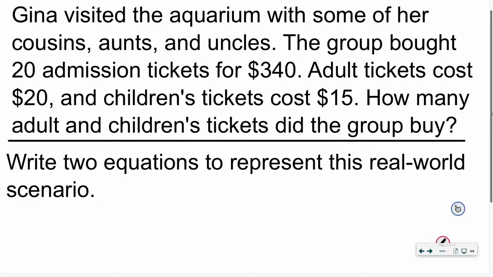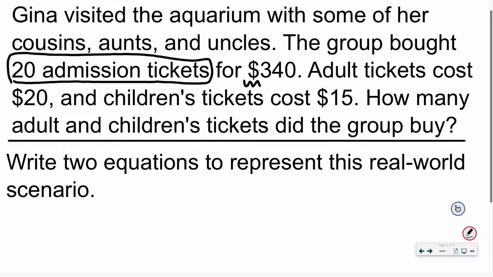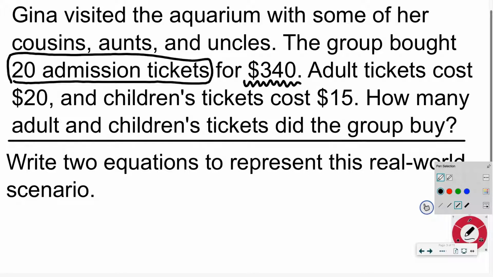What information do we know? Let's highlight here all the information that is important for us to utilize. What information should we highlight? 20 admission tickets for $340. They bought 20 tickets. The total was $340. What else? Let me do that in a color.